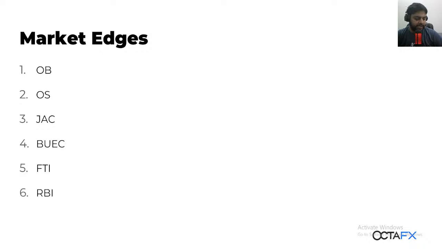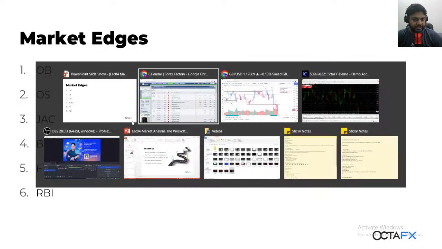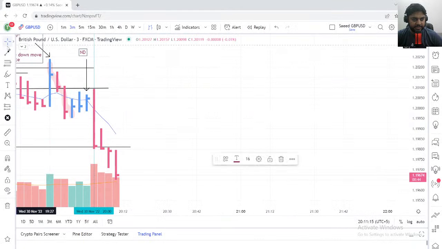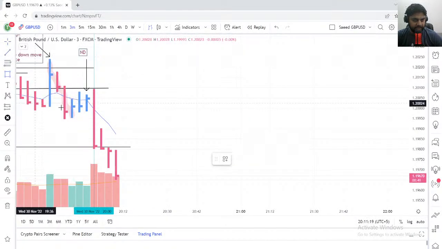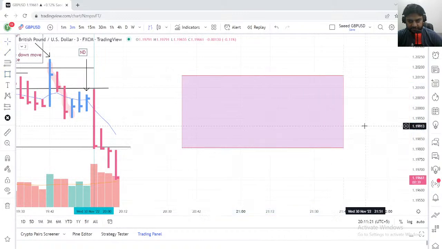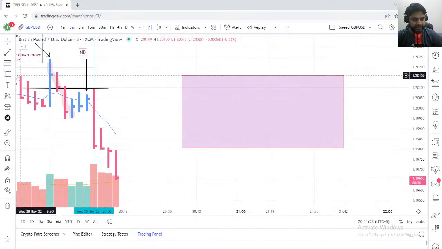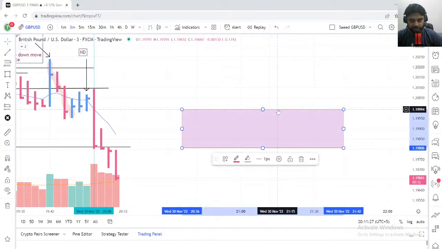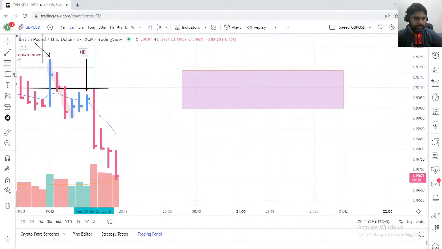So what are the market edges? I'm claiming that these are the market edges. Why do I say that? Because an edge is an end of the market in some way. For example, when you have a trading range like this, anything which becomes overbought will react.